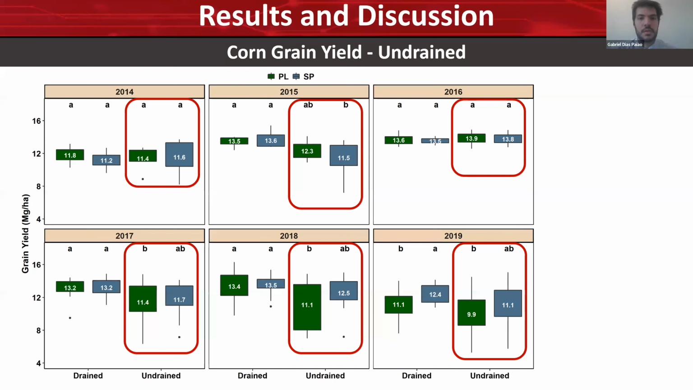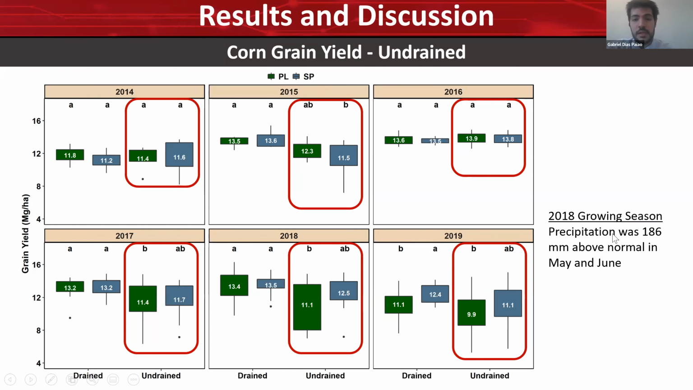For undrained soils, for most years there were also no differences, but in 2018, there was a stronger trend for greater grain yields with the split nitrogen treatments compared to the single pre-plant nitrogen rate. And that's because the 2018 grain season had very wet spring conditions, with 186 millimeters above normal precipitation, and also really high, above normal temperatures, which likely favored a lot of nitrogen losses via denitrification.